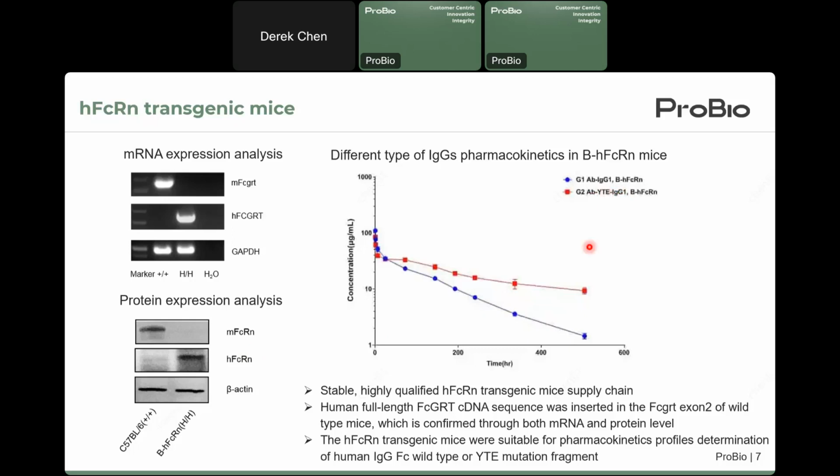So in this study on the right panel, the antibody candidates with YTE triple mutations demonstrated, the red curve demonstrated lower drug degradation and longer half-life. If the same experiment is done on wild-type mice, you might not be able to notice this kind of difference.